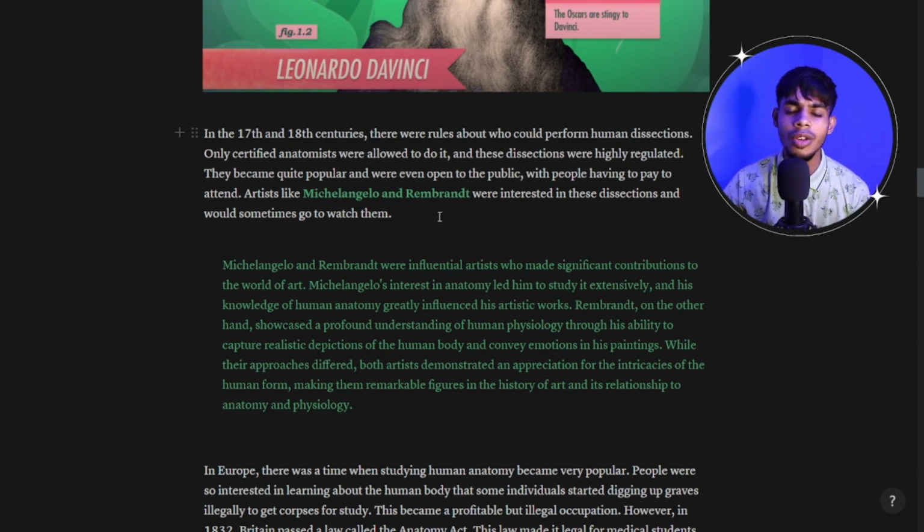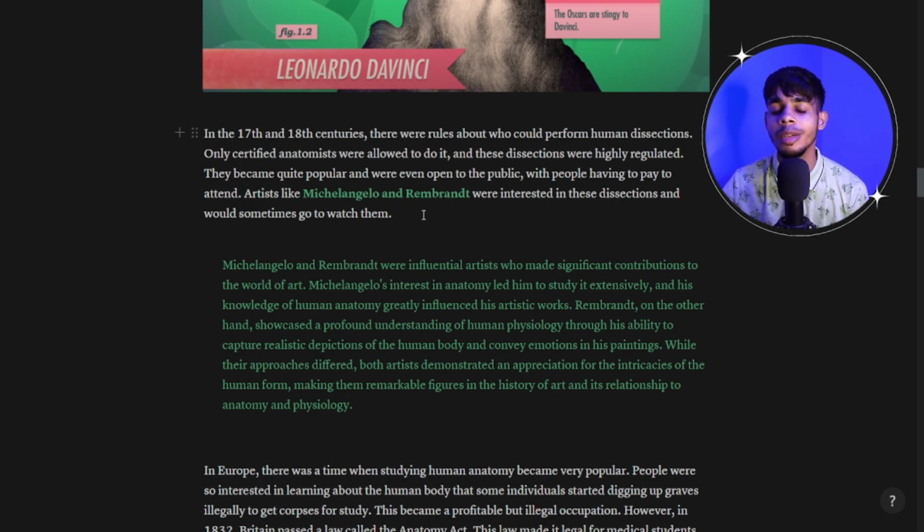So like you see a lot of seminars happening in the same way in the olden days, in the 17th and 18th century, these certified anatomists used to conduct dissections in public events where people could pay and get their seats, and maybe watch and learn from it. And two very renowned artists at that point were interested in these dissections and would sometimes go to watch them as well.